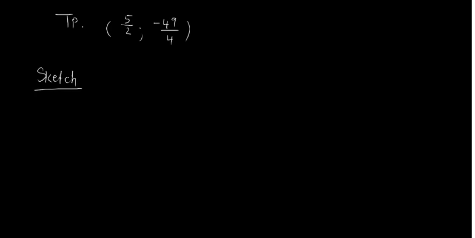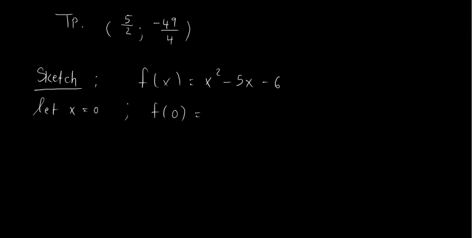So you're going to let your x equal to 0. If you let your x equal to 0, what happens? f of x is equal to x squared minus 5x minus 6. Okay, 0 all squared minus 5 times 0 minus 6. You get your y to be equal to minus 6. So if your x is equal to 0, your y is equal to minus 6, right?